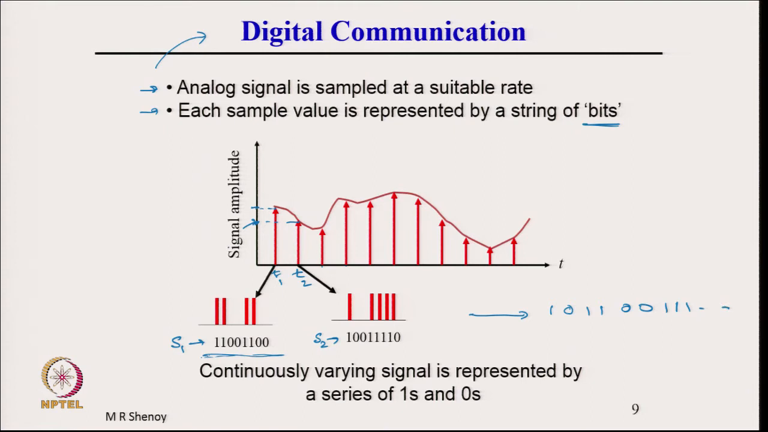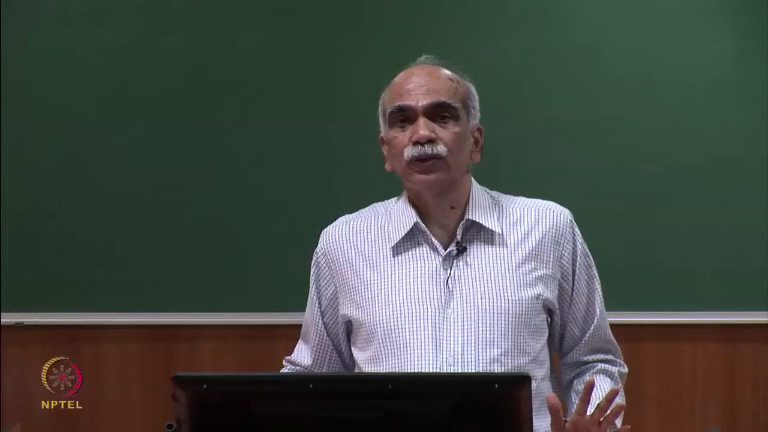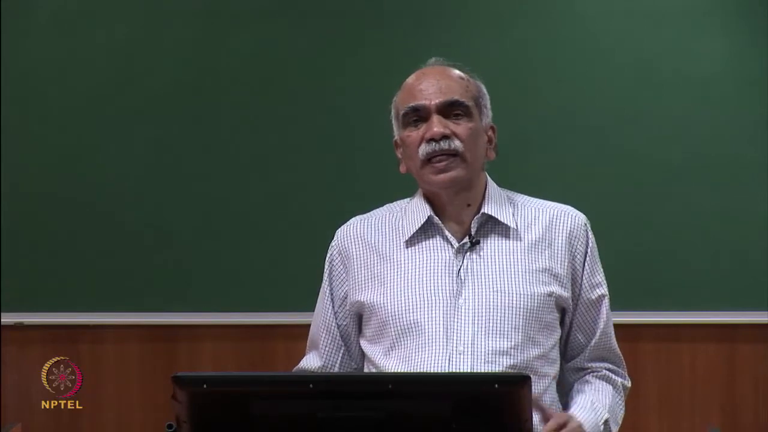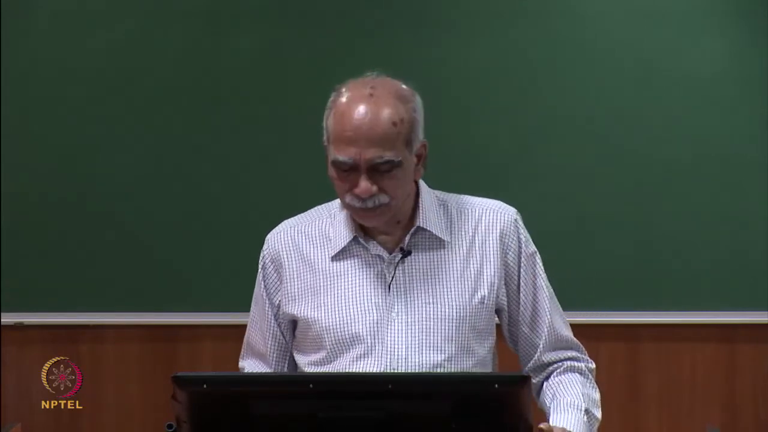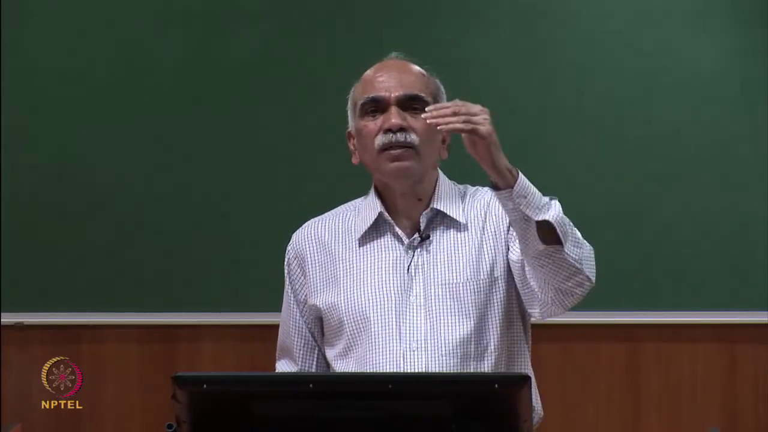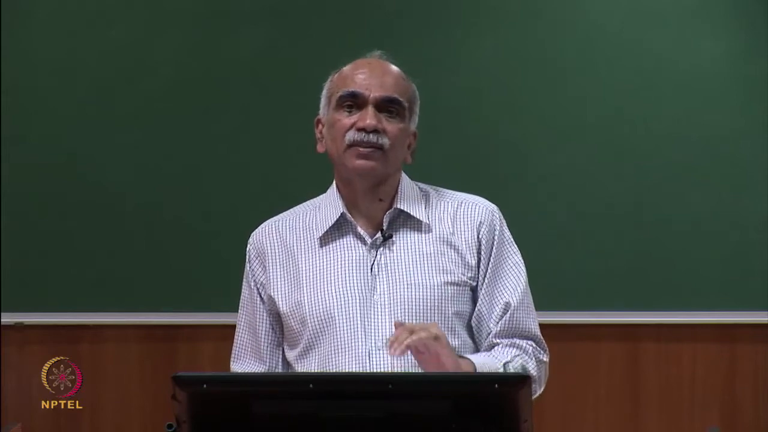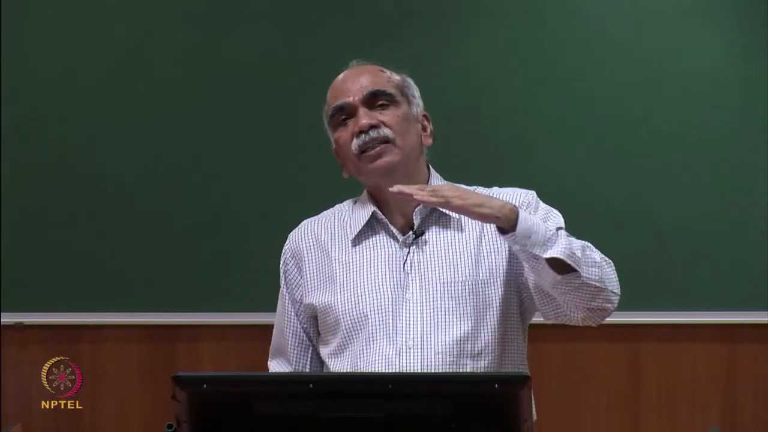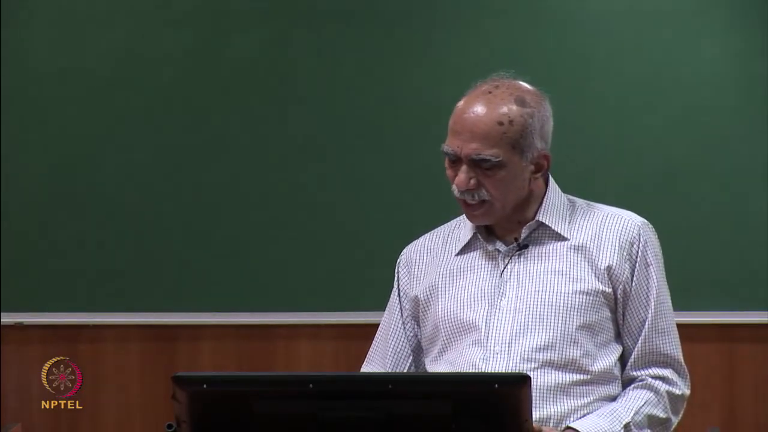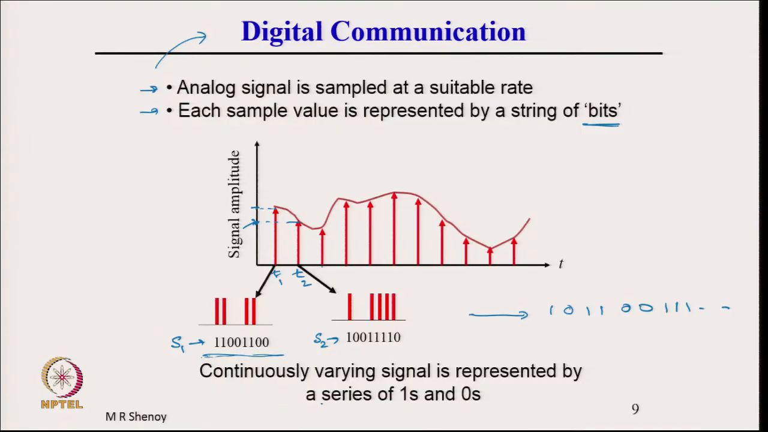We know the advantage of digital communication, that this usually leads to higher signal to noise ratio. For those of you who are familiar, you know that digital communication usually has a higher signal to noise ratio, because you are transmitting only two levels, ones and zeros. So, either it will be a 1 detected as 1 or detected as a 0. That is far better than detecting different levels of amplitude. All right. So, a continuously varying signal is represented by a series of ones and zeros. So, this is in brief digital communication.